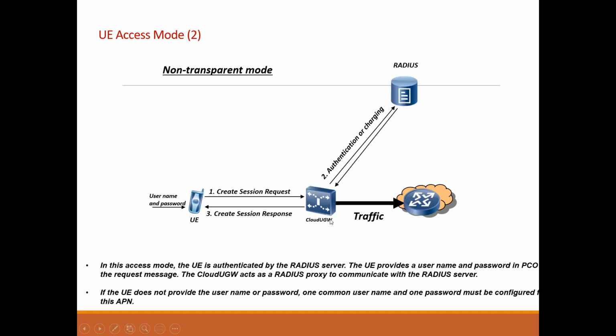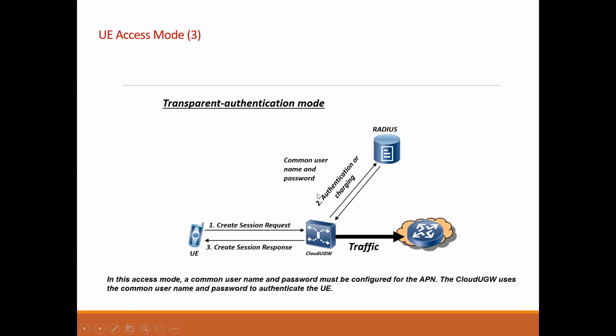So in your non-transparent mode, it's optional. Either the UE provides the username and password, or it can be configured in the APN. In this case, it is configured in your APN, and it's a transparent mode by which you get authenticated, and then the access to your internet traffic is allowed for your user equipment.